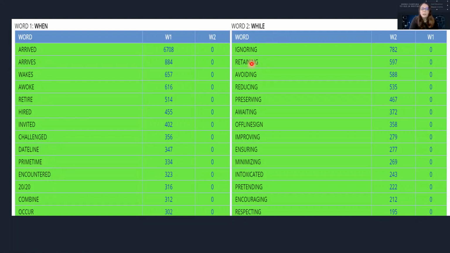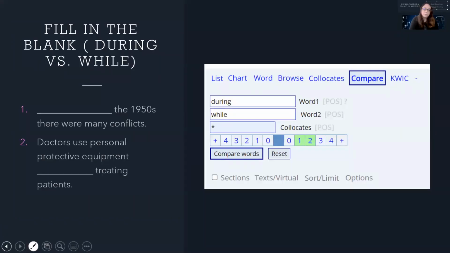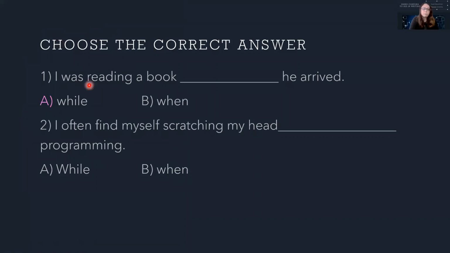But when we look at while, we can see ignoring, retaining, avoiding, reducing, preserving, awaiting, and other words. But you can see while is usually going to be commonly associated with a verb in the ing form, right? So the answer is, the first one was when, and the second one is while, because while would most likely be used with an ing, and when would most likely be used with an ed.